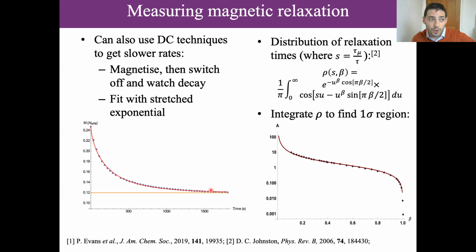But we do know that there is some kind of distribution of relaxation times. And so if we again look at the distribution associated with the stretched exponential model, that's well defined. And again, we can perform the same trick to integrate and find this region of 1 standard deviation, and you can get the same idea of estimated standard deviations from stretched exponentials as well.